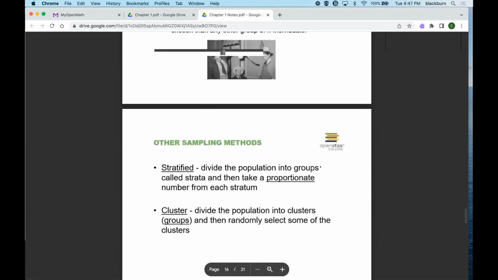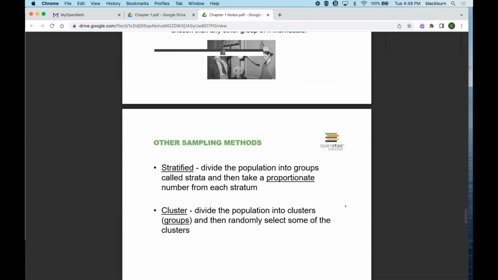Stratified, so they do a nice job of explaining this. You divide the population into groups called strata, then take a proportionate number from each stratum. Like if you're trying to survey students from LCC, maybe the strata are majors. Like, what's your focus of study? And then you say you're going to take 5% of each of those groups. That would be stratified sampling.